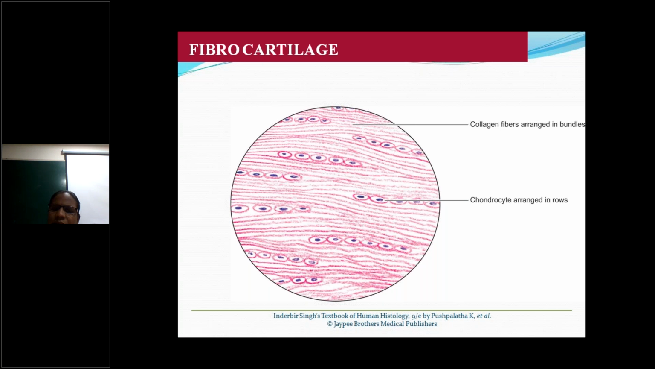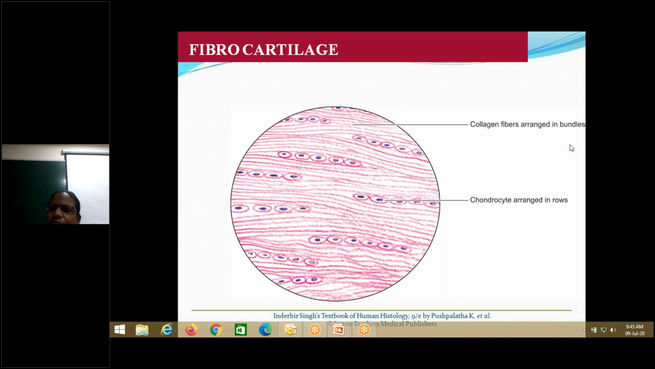Examples of fibrous cartilage are the intervertebral disc and pubic symphysis. The fibrous cartilage we also call white fibrous cartilage. Why? Can anyone answer? Because of collagen, refractive index. Before staining, the collagen fibers appear white in color to the naked eye. That's why we call it white fibrous cartilage.